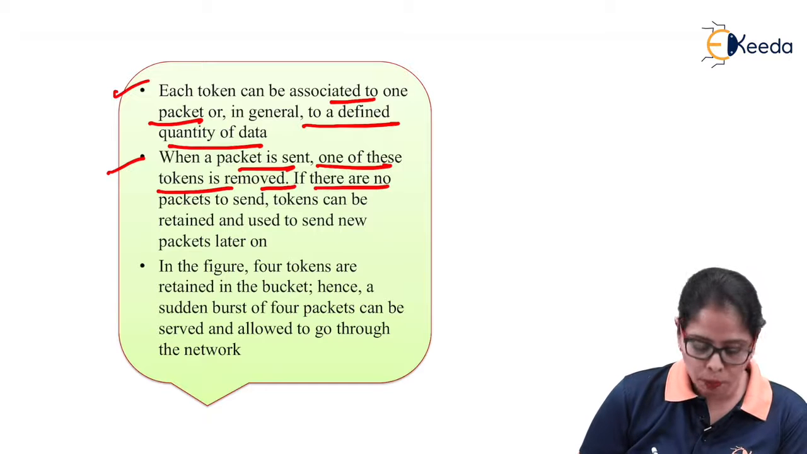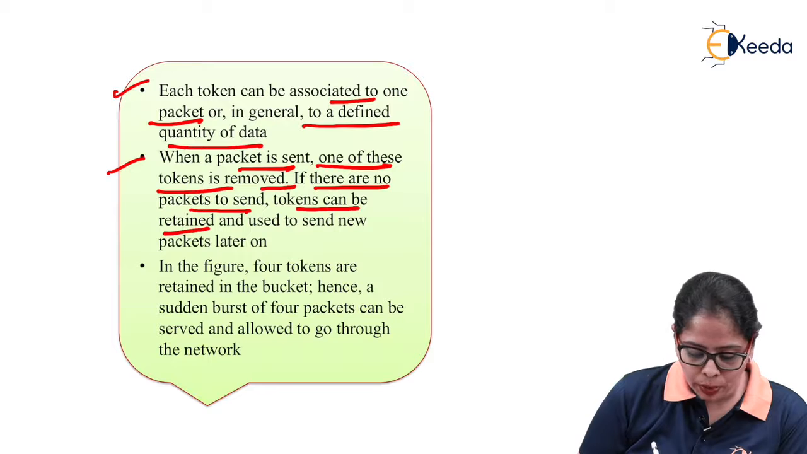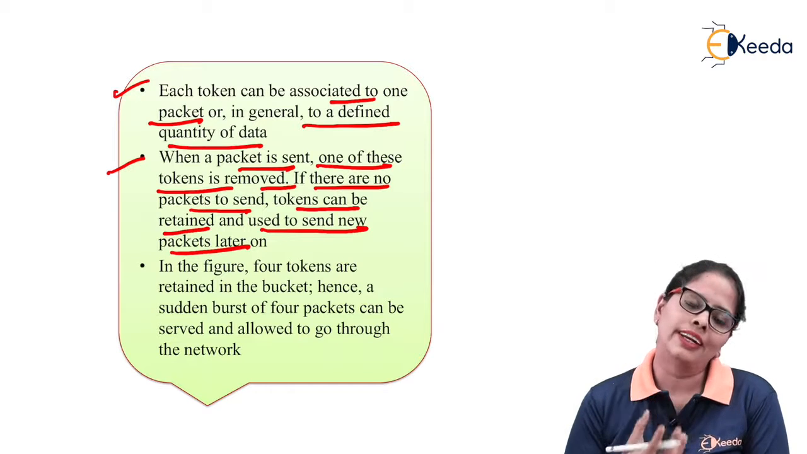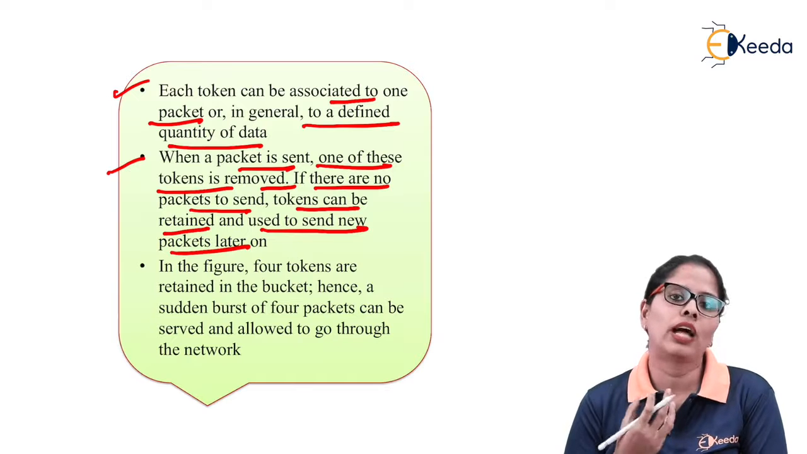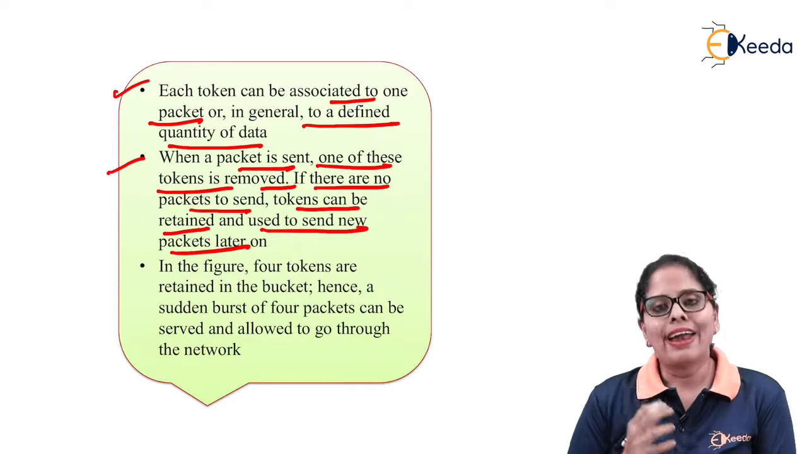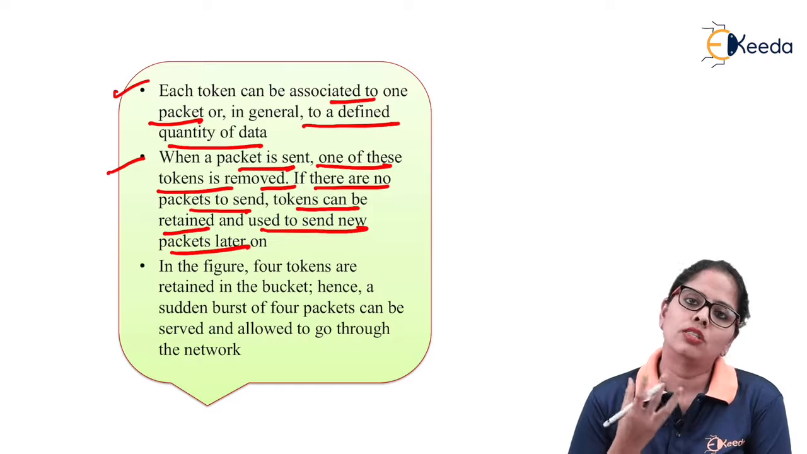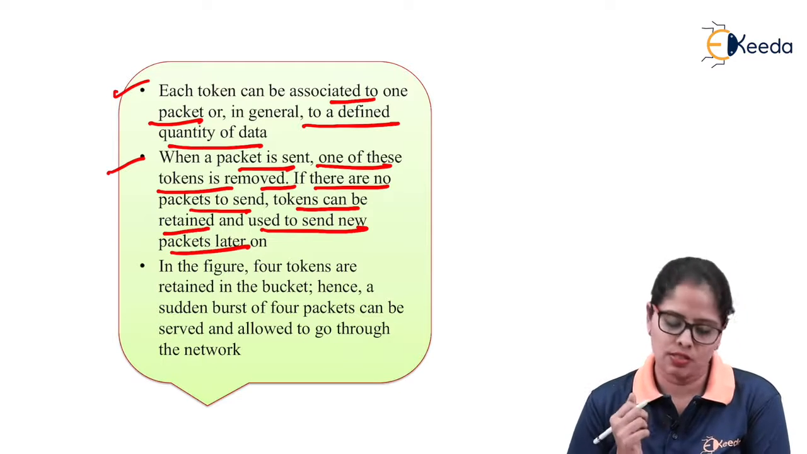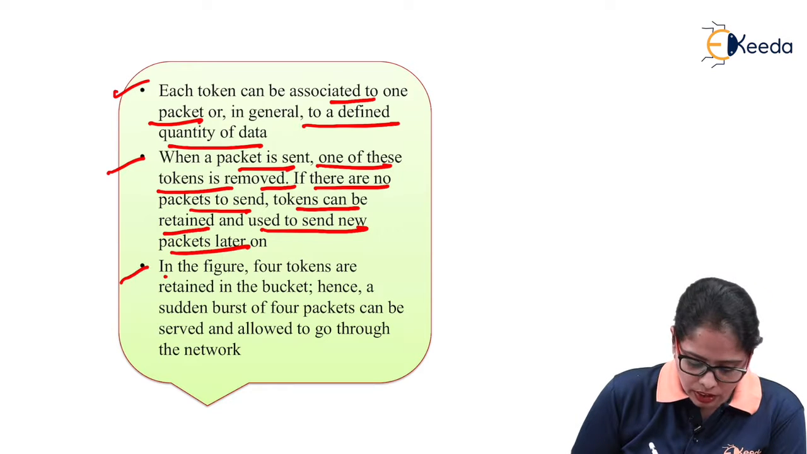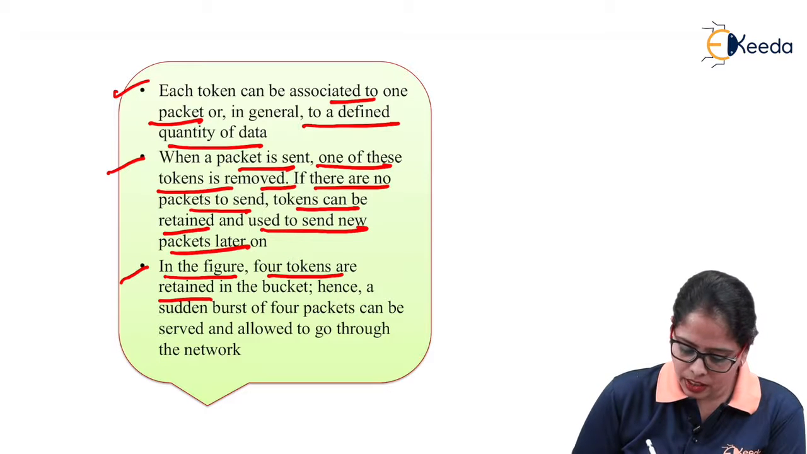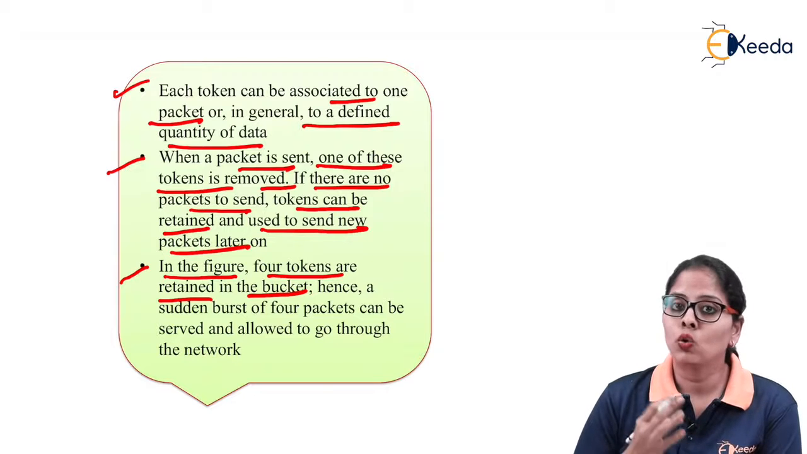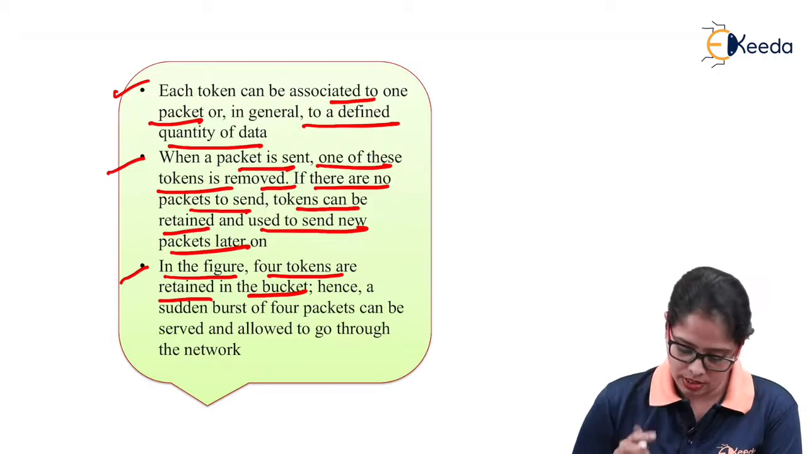If there is no packet to send, the token can be retained and used for a new packet later on. It may be possible that tokens are collected in the bucket but you don't have a packet to send. At that time, those coupons or tokens accumulate, and you can use those tokens in the future. In the figure, 4 tokens are retained in the bucket. So just now we discussed how many tokens are in the token bucket. Only 4 tokens are there.